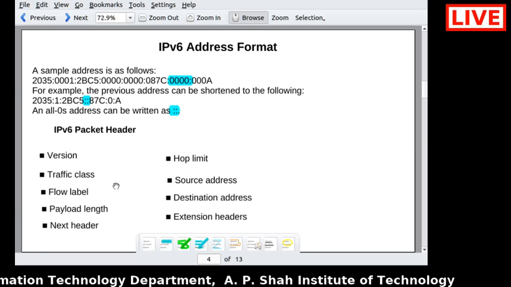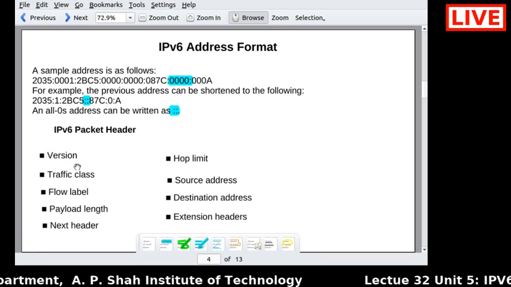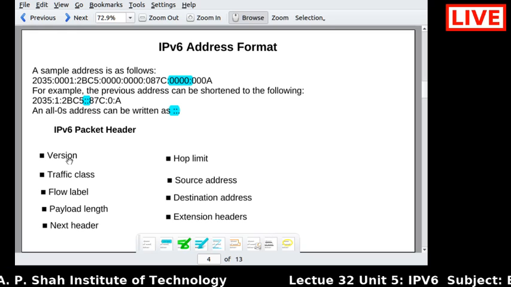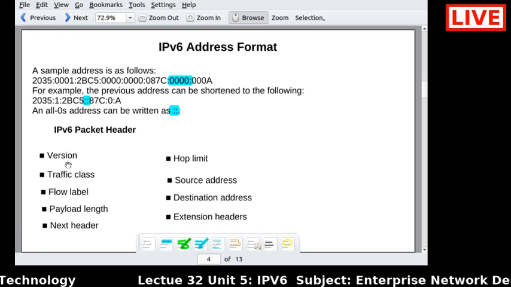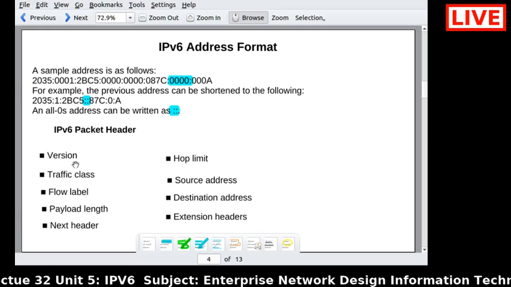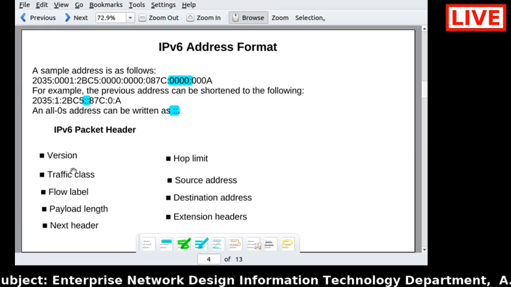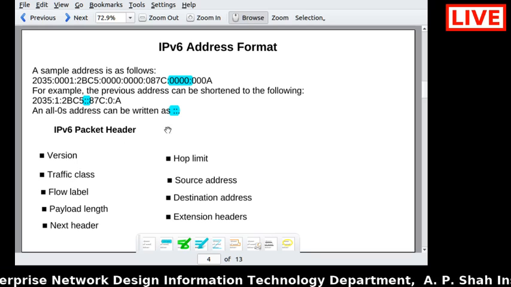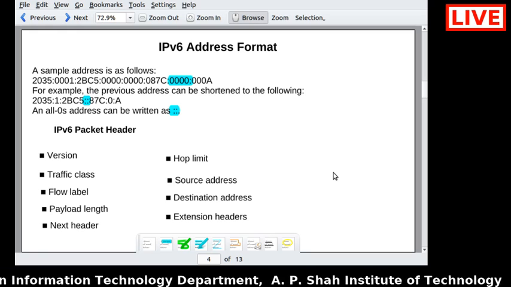If you see, the first header field is the version, right? This is a 4-bit field. In IPv4 it is 4 bits, and in IPv6 it is also 4 bits. But for IPv6 this field contains the number 6, while for IPv4 it contains the number 4.